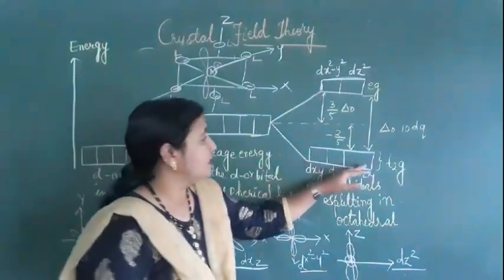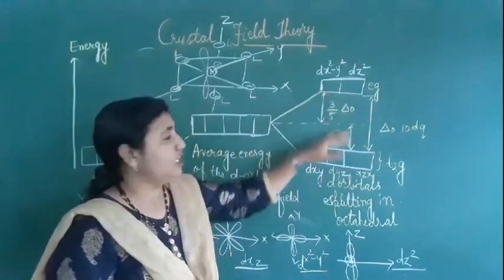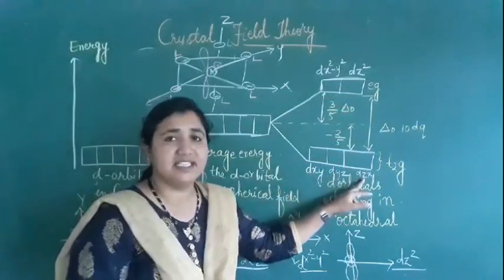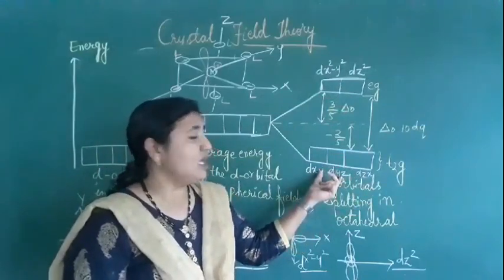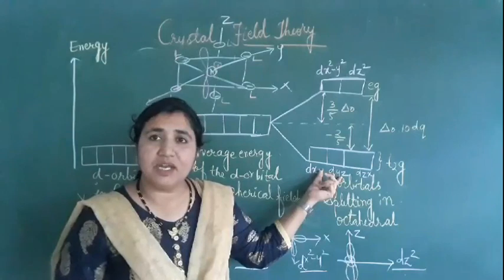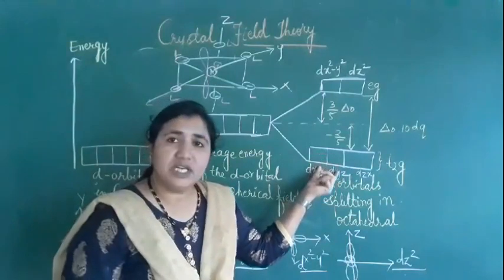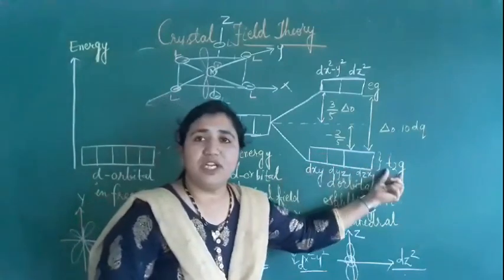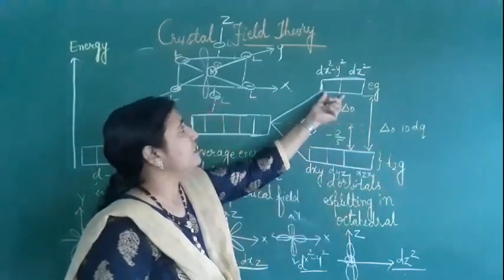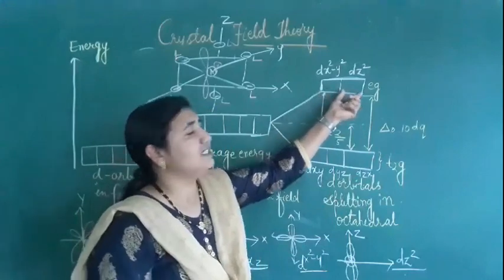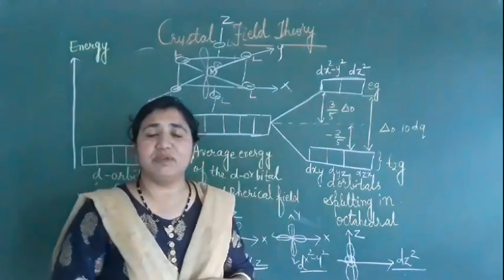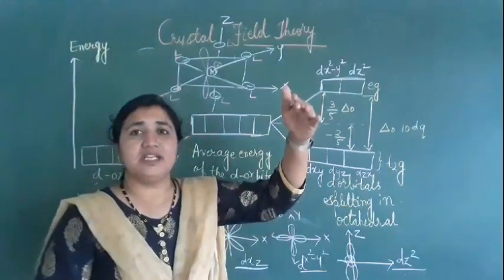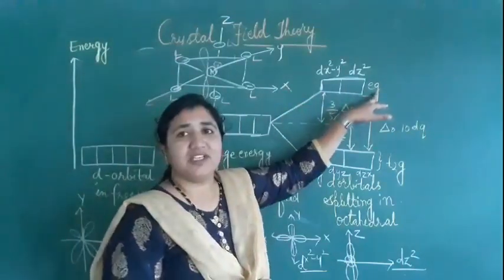One is the T2G set, one is the EG set. The T2G set means here we have three orbitals: dxy, dyz and dzx. These three orbitals experience less repulsion, that's why their energy decreases. So their energy is low, so it is called the T2G set. And dx square minus y square and dz square, these two orbitals experience more repulsion, that's why their energy increases. That set is called the EG set.